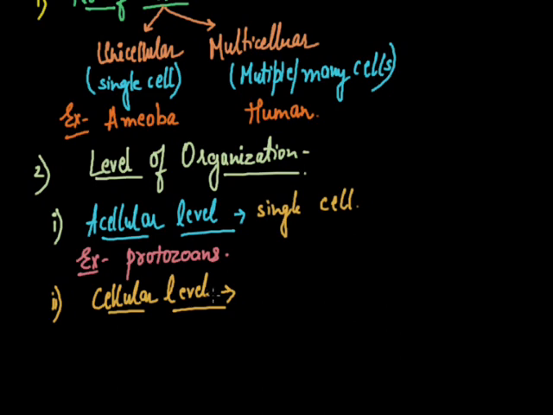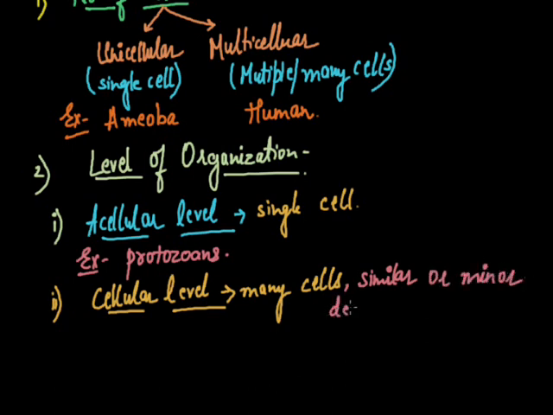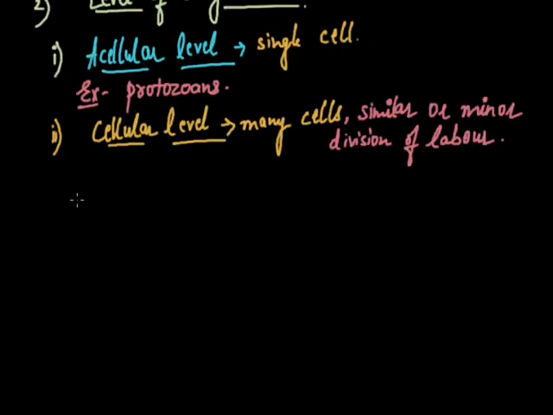In cellular level, they are made up of many cells which have a similar or minor division of labor. A very good example of this is sponges.